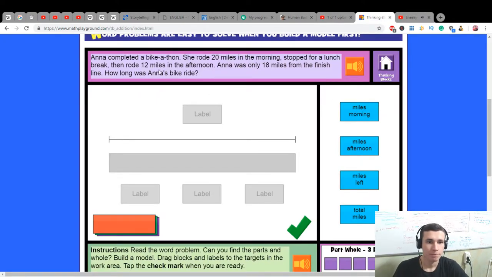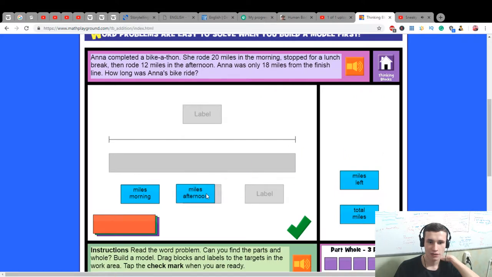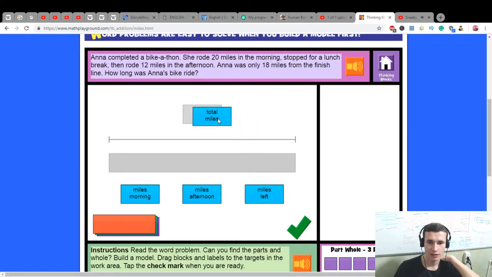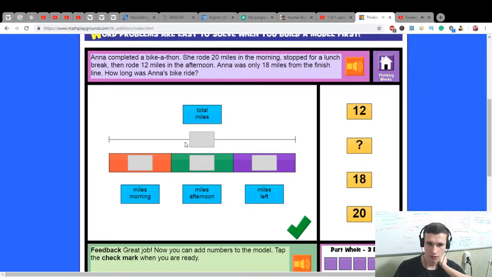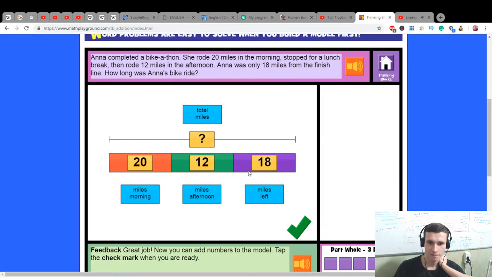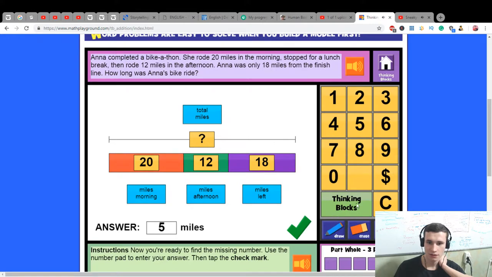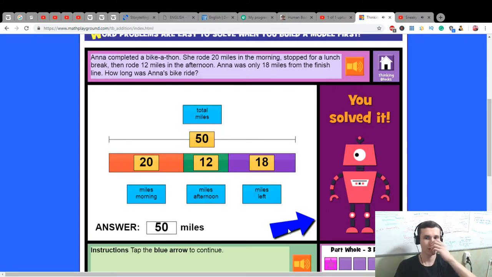Let's do this. Okay. Anna completed a bike-a-thon. She rode 20 miles in the morning. Stopped for a lunch break. Then rode 12 miles in the afternoon. Anna was only 18 miles from the finish line. How long was Anna's bike ride? Miles morning, miles afternoon, miles left, total miles. So we have 20 in the morning, 12 here and 18 left, is 40. No, it is 50. Good, you solved it.